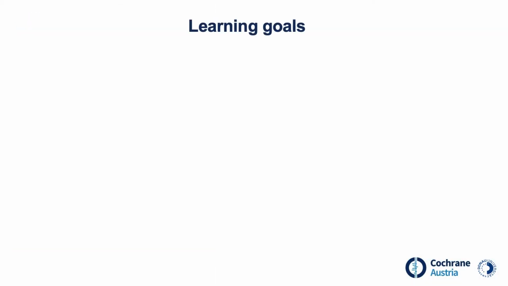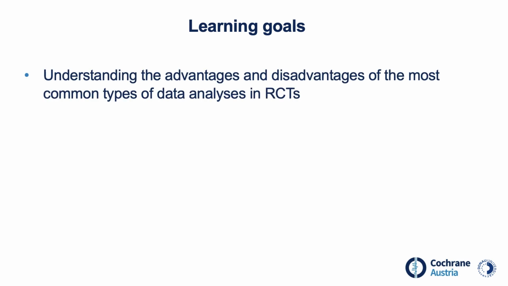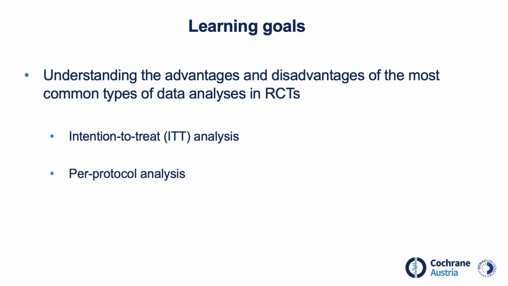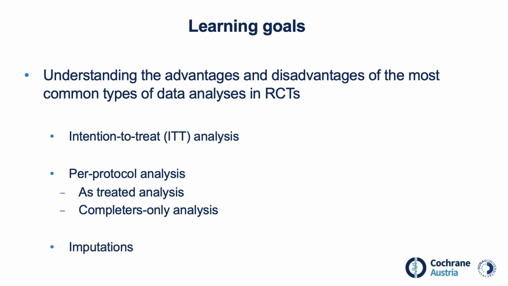The learning goals of this video are to understand the advantages and disadvantages of the most common types of data analyses in RCTs, namely intention to treat or ITT analysis and per protocol analysis. As a subform of the per protocol analysis, we also have the so-called as treated analysis and the completers only analysis. Finally, different imputation methods are explained to show how missing values in datasets can be replaced.